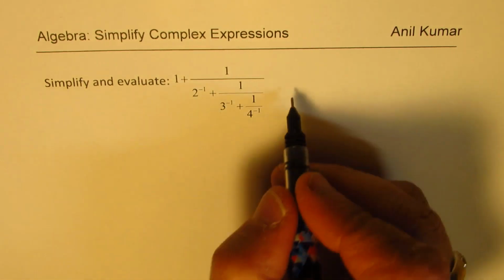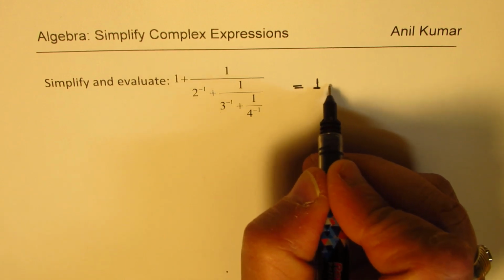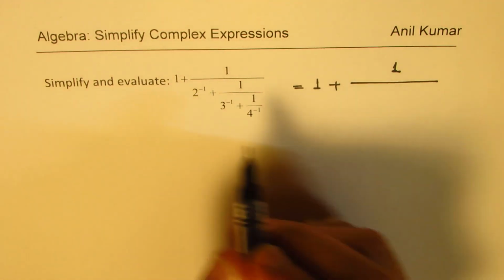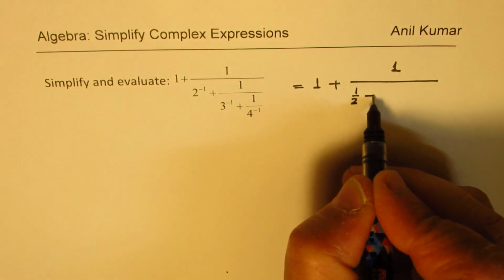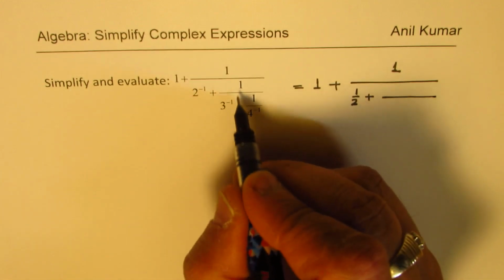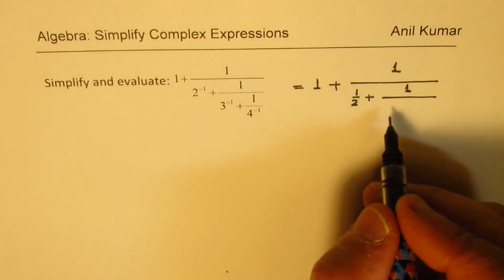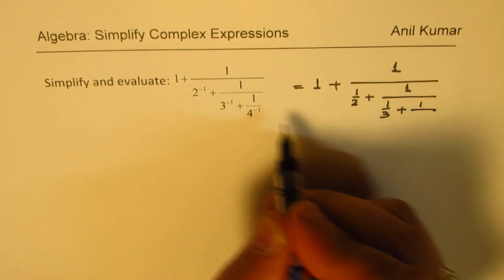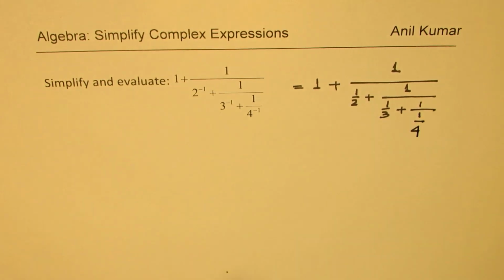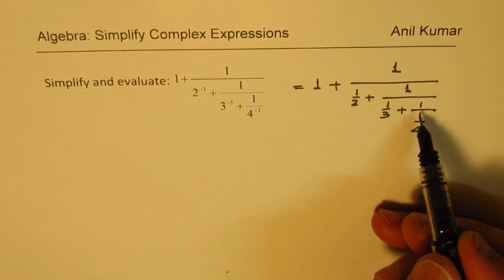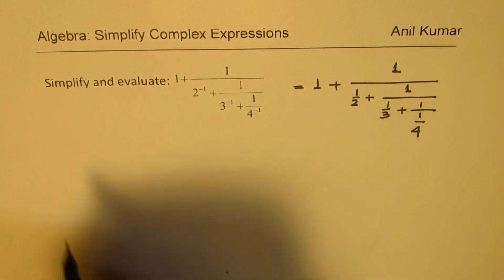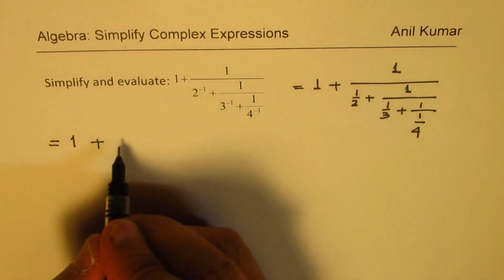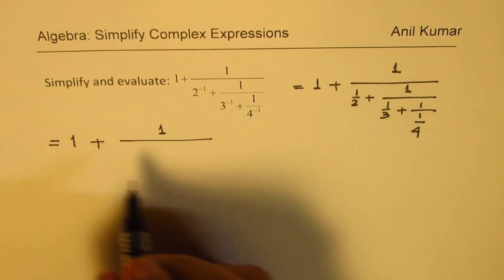Let me start from here itself, as 1 plus. Now here we have 1, and then 2 to the power of minus 1 really means 1 over 2, right? Plus, here we have 1 over, 3 to the power of minus 1 is 1 over 3, right? Plus 1 over 4 to the power of minus 1 means 1 over 4. Clear? Now this 1 over 1 over 4 could be written as 4, right? So we could write this as 1 plus, we have in the numerator 1, here we have half.